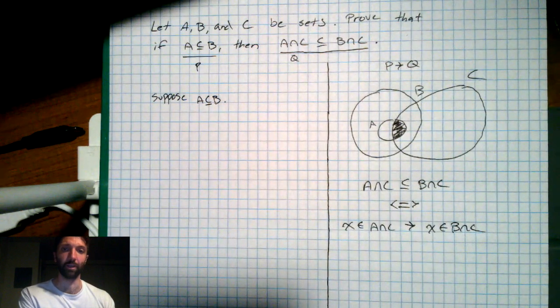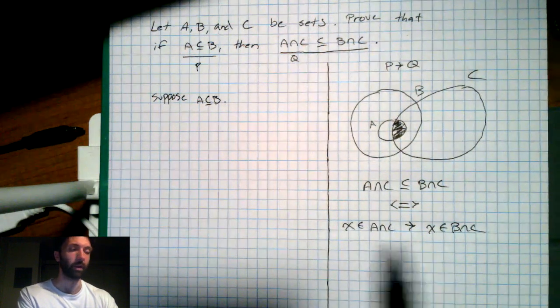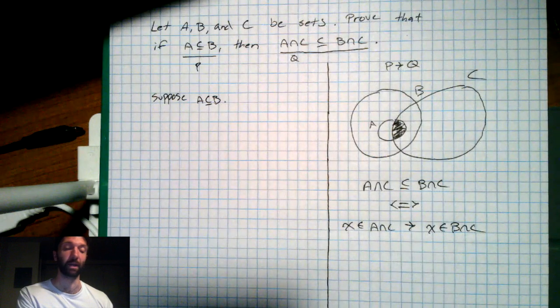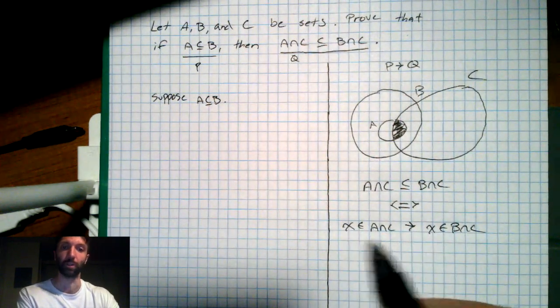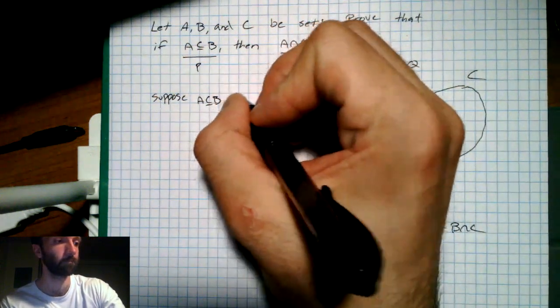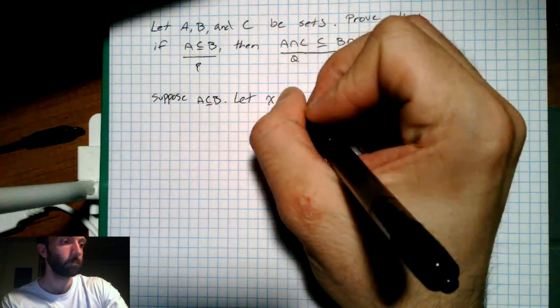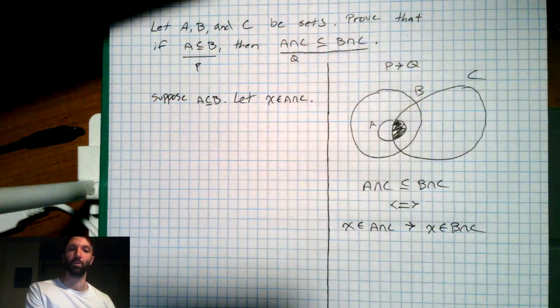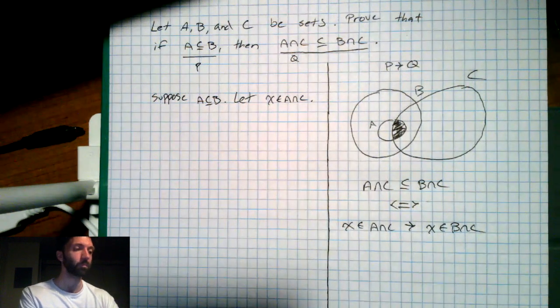And now what this does is it uncovers another conditional statement, another implication that we can prove directly. And again, how do we prove this directly? Well, we suppose the hypothesis. We suppose P. Okay, so I'm going to suppose that X, some element X, belongs to the intersection of A and C.